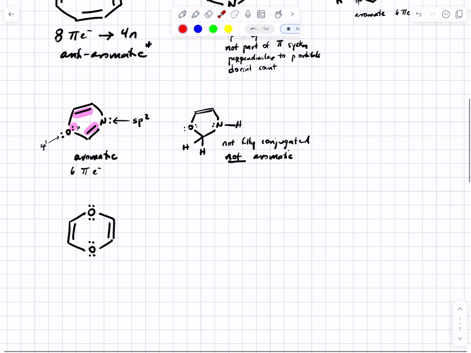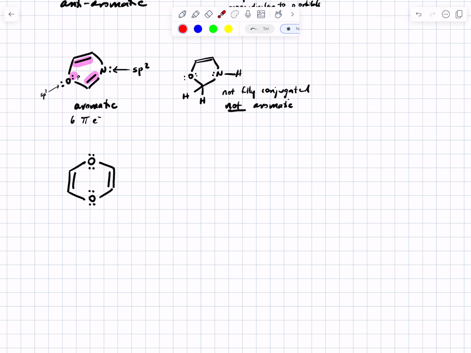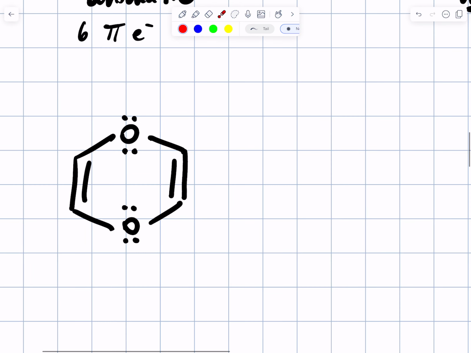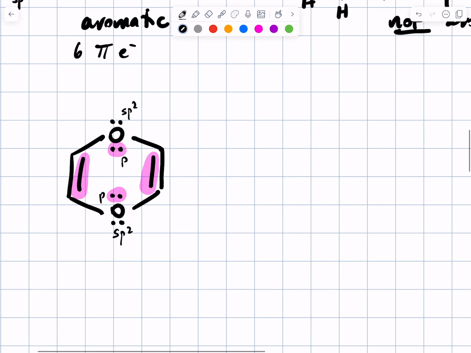Now, that's true for this. Let's talk about this molecule that I just drew. Based on our discussion, you would count the following electrons. It's cyclic, it's fully conjugated. One of the lone pairs on each oxygen can be in a p orbital. The other must be in an sp2 orbital, right? Therefore, how many electrons are involved in the pi system? 8, right? So we would say that that's anti-aromatic.